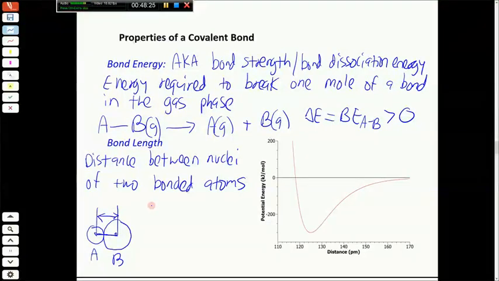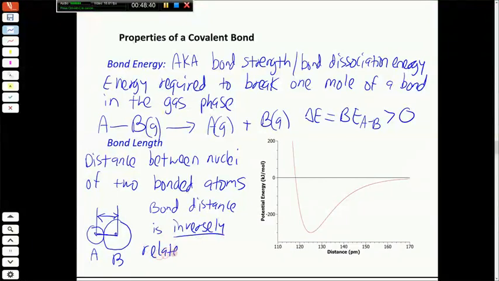And one thing we should be familiar with, we'll talk about trends in bonds in more detail, but the bond distance is inversely related to bond energy. Okay? So that means if you have a longer bond, a bigger bond distance, you're going to tend to have a smaller bond energy, and vice versa. If you have a shorter or smaller bond, you're going to tend to have a larger bond energy.